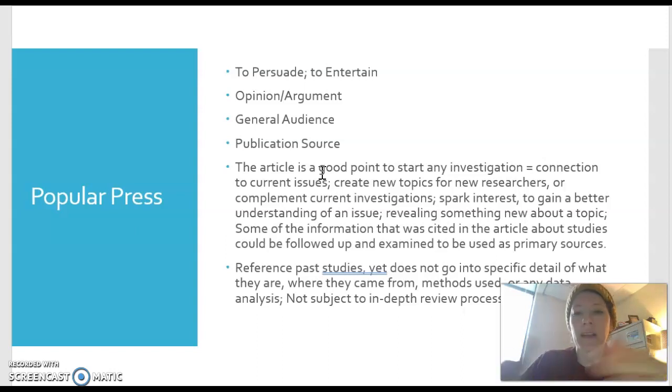How are people thinking about this topic? How are they writing about this topic? What do they care about? Popular press sources start to dig into that a little bit more than a reference resource would. They can reveal something new. They also oftentimes give us references to past studies or to other experts in the area. So even though they're written to sort of persuade or entertain us rather than to just inform us, they still have to provide us with evidence for the claims that they're making.